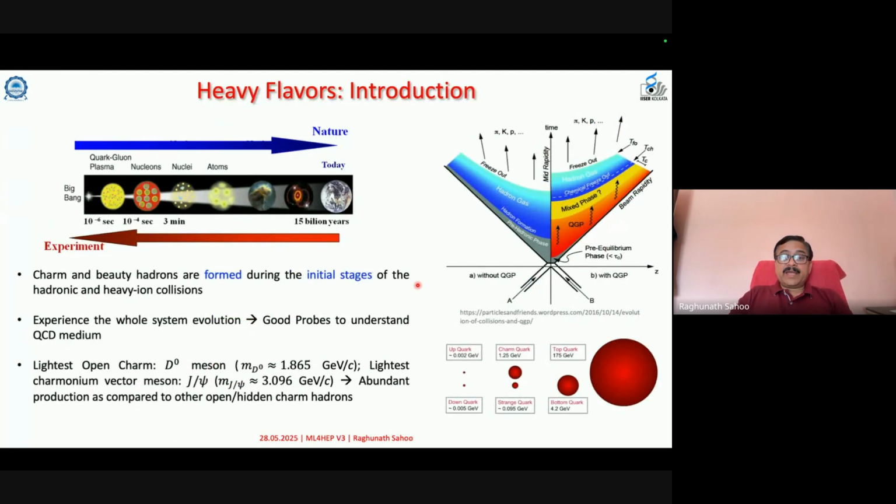And now let me migrate to heavy flavors. And from heavy flavor, I will go to charmonia suppression as a signature of quark-gluon plasma. Let me remind you, these charm and beauty hadrons are formed during the initial stage of the heavy ion collisions. This is because their masses are high, and because they are formed early in time, they experience the whole system evolution, and then they can be very good probes to understand the QCD medium.